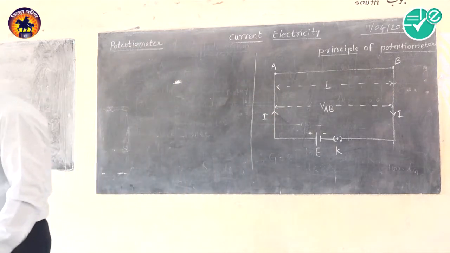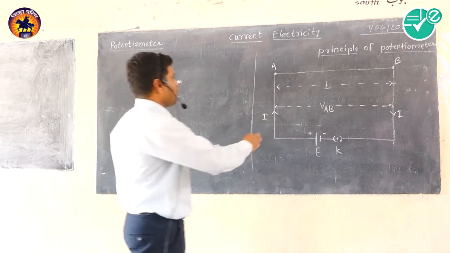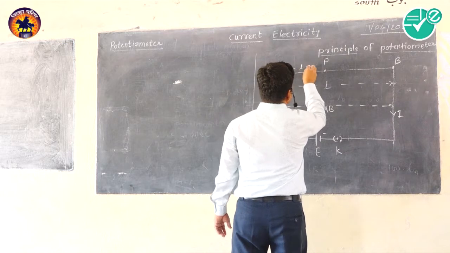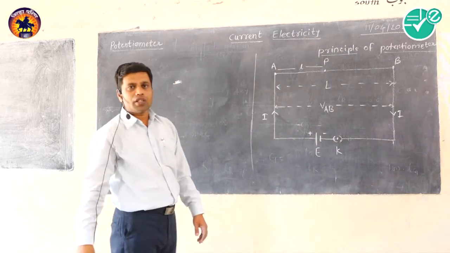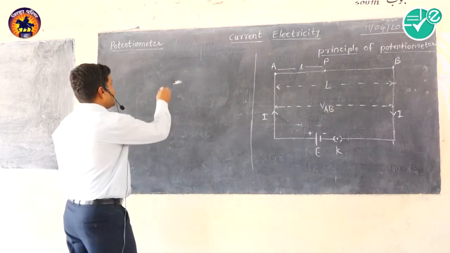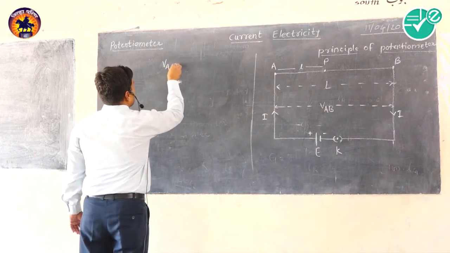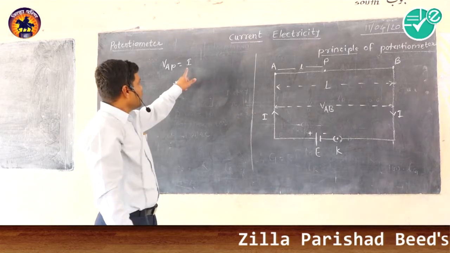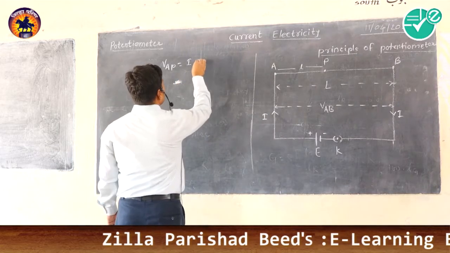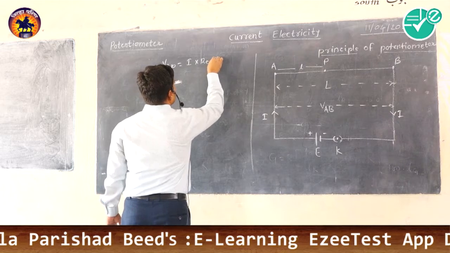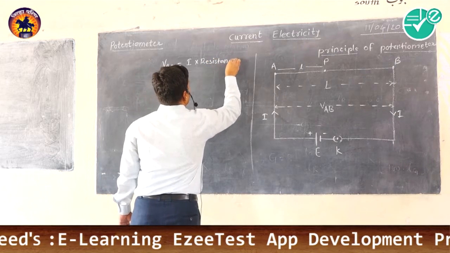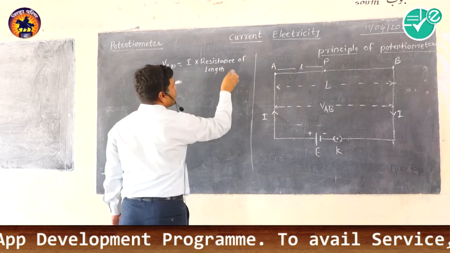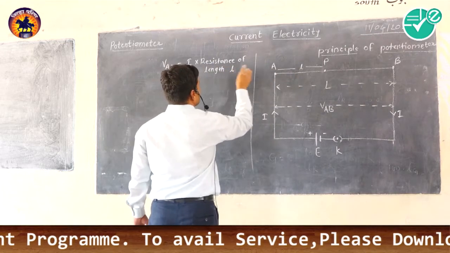Suppose I have a point P here, which is at a distance of small l from A. Now, the potential of point AP is equal to current into the resistance of length l. This is a length l.